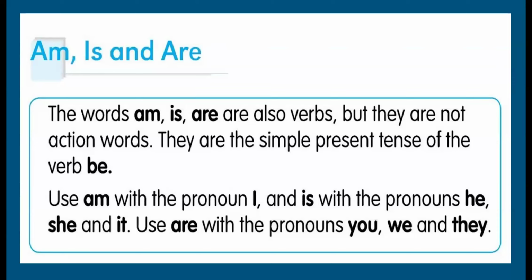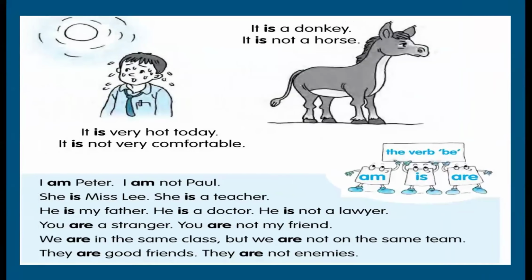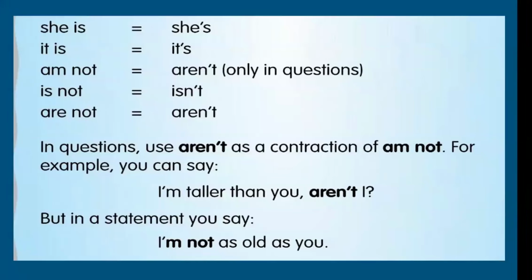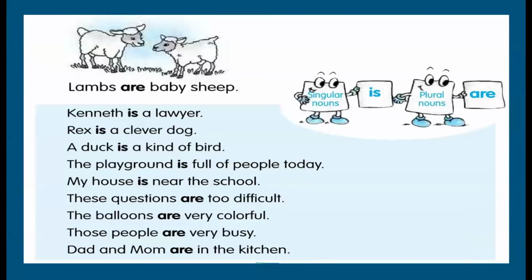And what about are? Are you use with plural pronouns like they are going to the market, we are doing this, we are going to the picnic. So, they are, we are. Is is used with singular nouns, and are is used with plural nouns. Look here, examples. It is a donkey, it is not a horse. I am Peter, I am not Paul. You are a stranger, you are not my friend. We're not seeing the contraction; we have already discussed this, so we'll not go into detail.